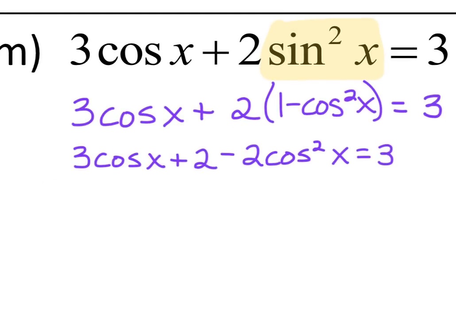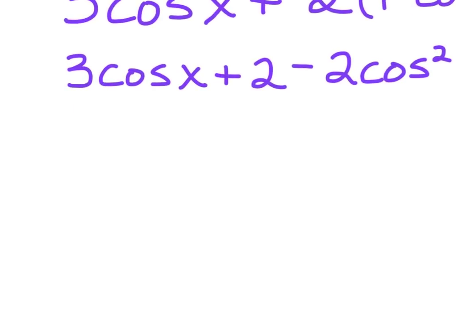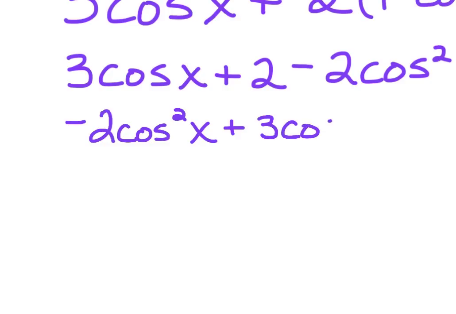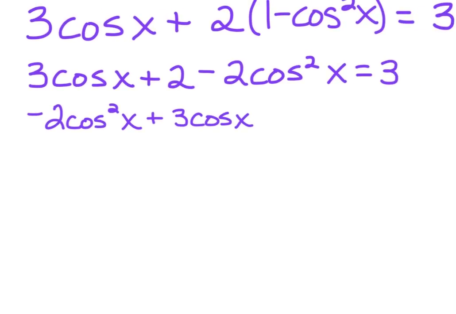And now I want to combine like terms and collect all the terms on the same side of the equation because it's quadratic. And when I do that, I also want to rewrite this whole thing in standard form. So I'm going to bring the minus 2 cosine squared of x out front. I'm going to then add plus 3 cosine of x. And then when I subtract 3 from both sides, I'll have minus 1 equals 0.